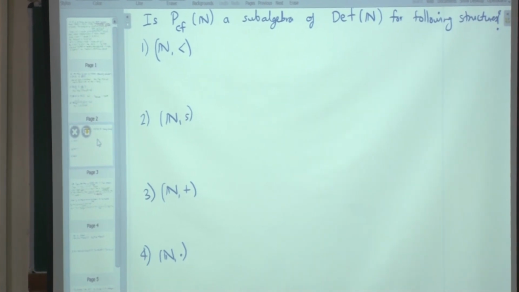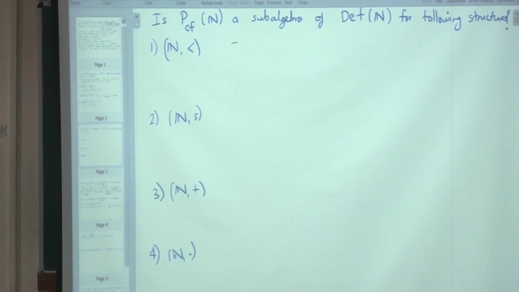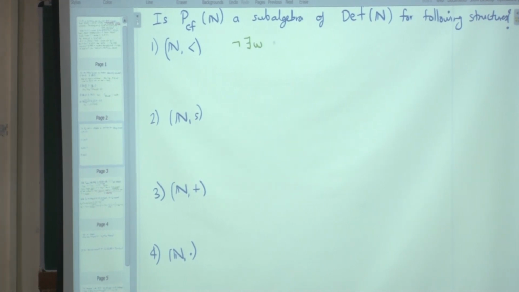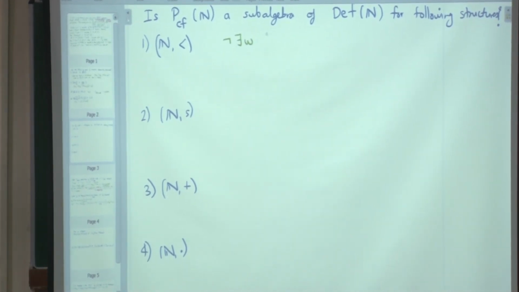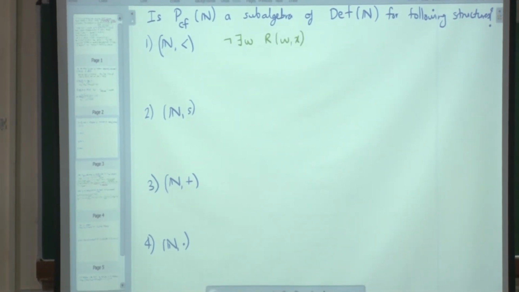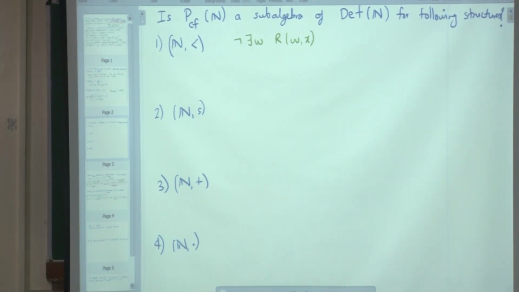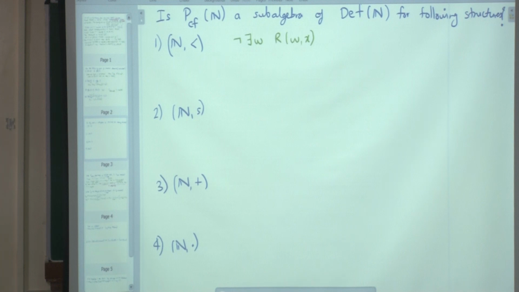There does not exist any W such that RWX. So this particular formula will single out 0. If this is my phi of x, then this is true only at 0. I should say that phi of x is equal to singleton 0.